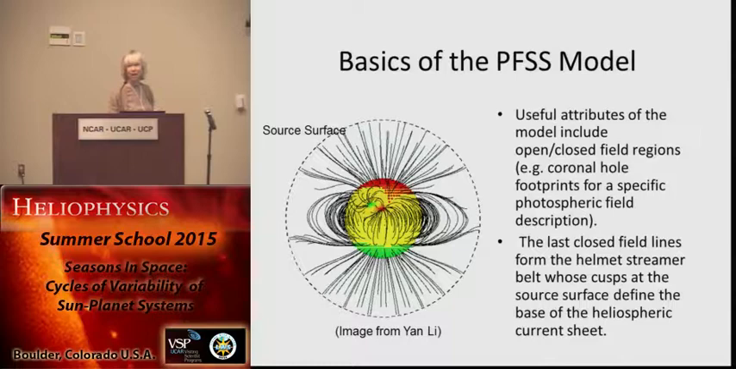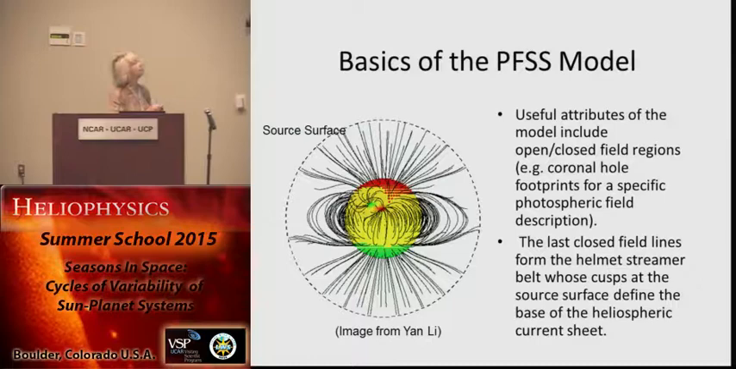The basics is it's a potential model. There's no currents, no plasmas. It's just a magnetic field model. It makes assumptions, though, that are depending on the assumption of a solar wind, like assumption of radial field lines on a certain spherical surface on the outside and a magnetic map as a boundary condition on the inside.